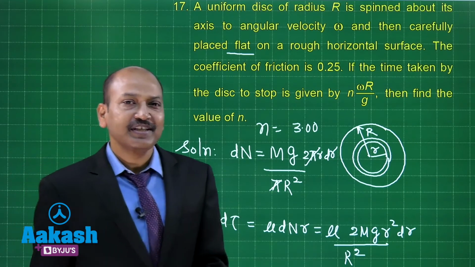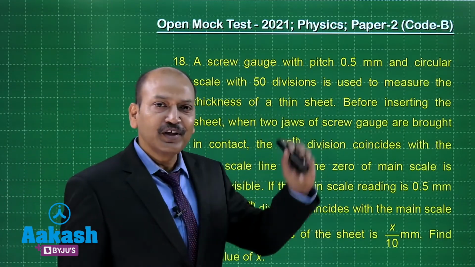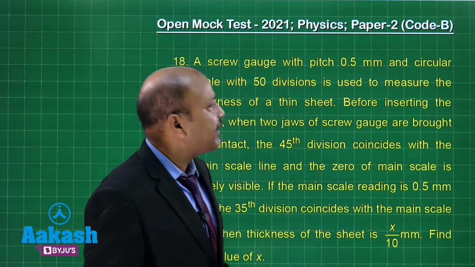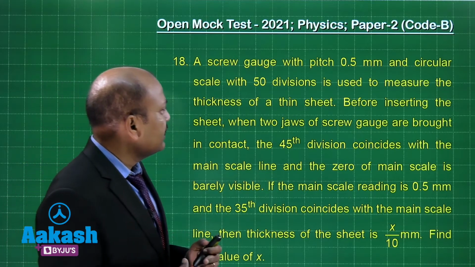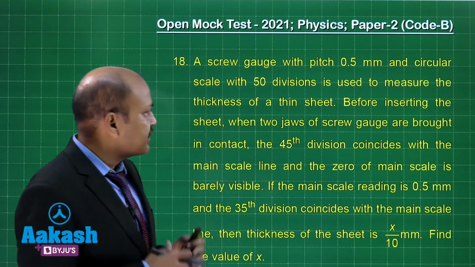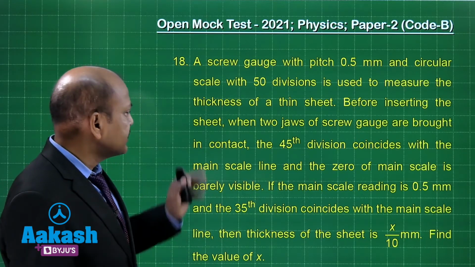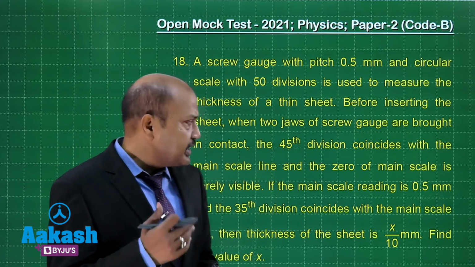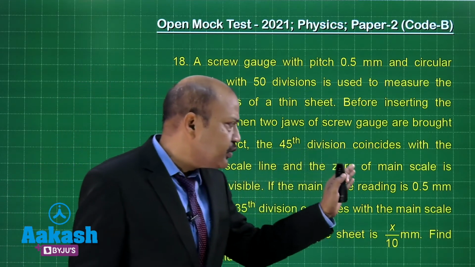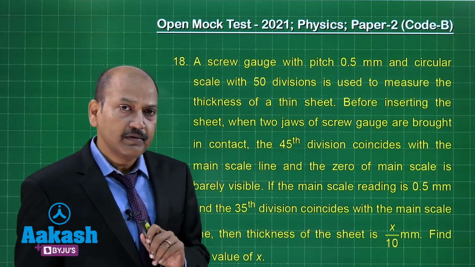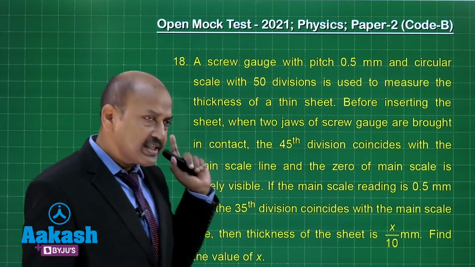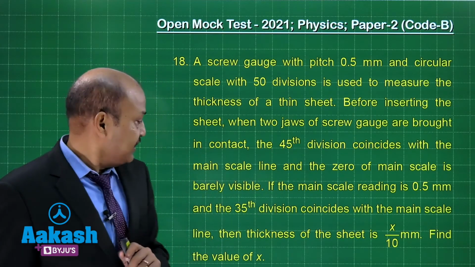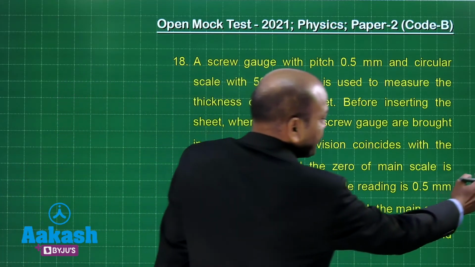It is now time to go to the last question of this paper, and it is based on screw gauge. The question says a screw gauge with pitch 0.5 millimeter and circular scale with 50 divisions is used to measure the thickness of a thin sheet. Before inserting the sheet, when two jaws of screw gauge are brought in contact, the 45th division coincides with the main scale line and the zero of main scale is barely visible. That is very important. What it conveys is that the zero error is there and it is negative. Okay? Well, let us go ahead and see the question further.